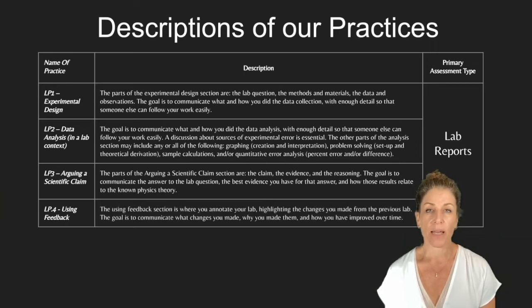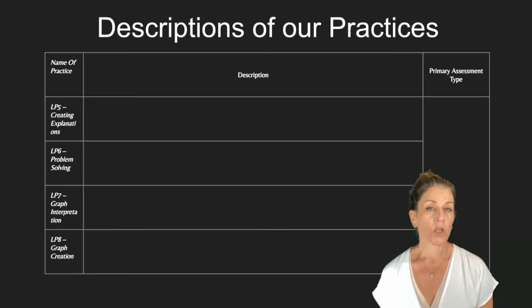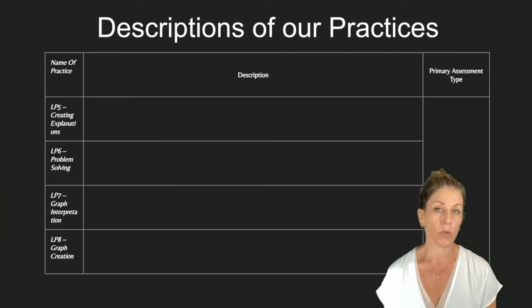Using feedback is where you annotate your lab, highlighting the changes you made from the previous lab. The goal is to communicate what changes you made, why you made them, and how you have improved over time. So when you hand in a quiz or a test, which I call checkpoints, you will get a score on each of the following 4 practices.